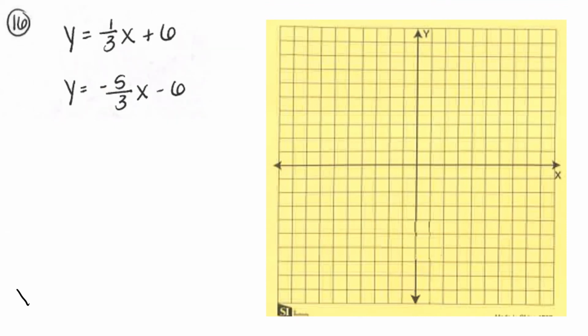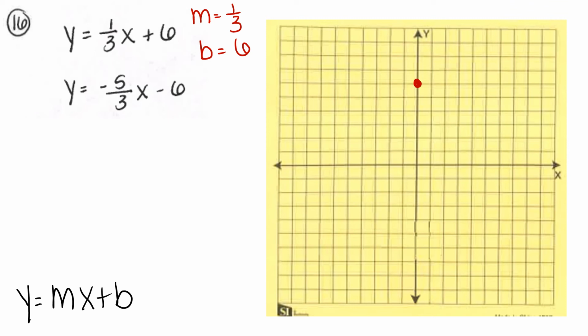For number 16, we reference our slope-intercept form equation, y equals mx plus b. We start by pulling out our m value, which is 1/3 in the first equation, and our b value, which is 6. When we graph, we start at 0, and we go up to positive 6 and put a point.